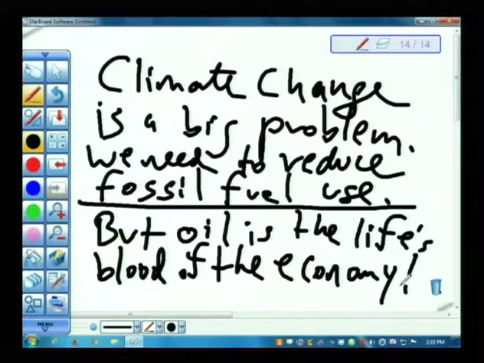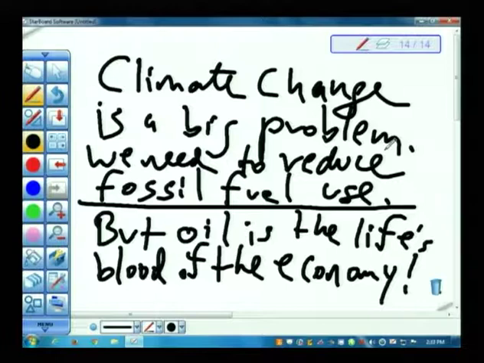So the question is, is this a fallacy? Someone says climate change is a big problem. We need to reduce fossil fuel use. So again, you maybe implied the conclusion of this argument. The conclusion is we should reduce fossil fuel use. Why? Because climate change is a big problem.